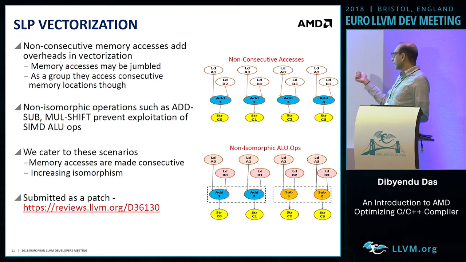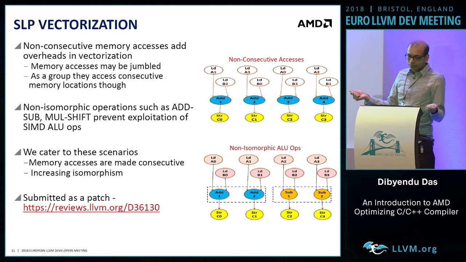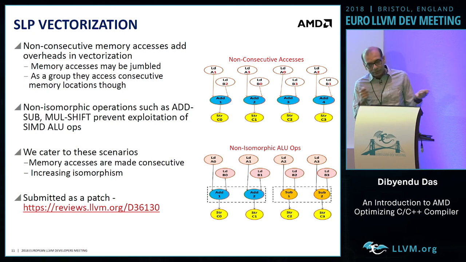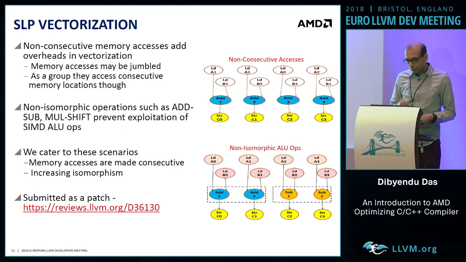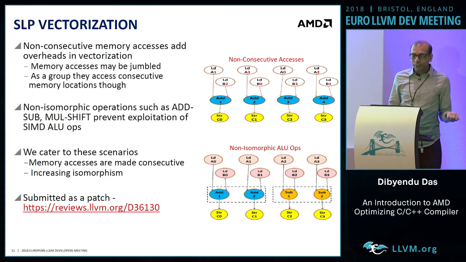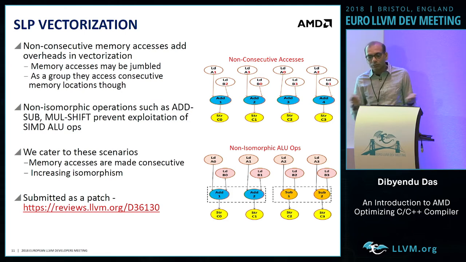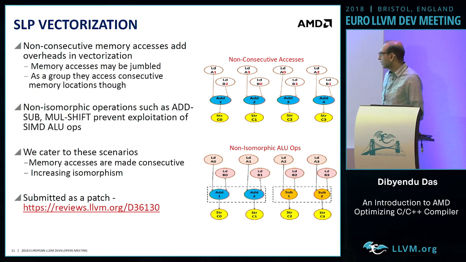Similar for cases like add and sub. As you know, in x86 we can have adds and subs mixed together in a single add-sub vector instruction. If you go through normal SLP, that will break down because it is not all adds or all subs, so they are not isomorphic. So we teach the SLP vectorizer to understand that.